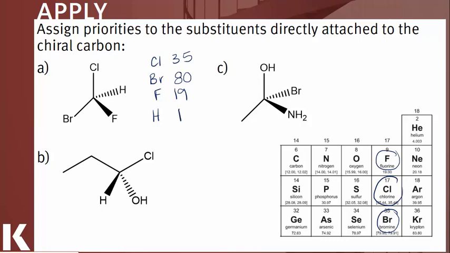Now we just have to number these in order of biggest to smallest. So bromine is the largest, followed by chlorine, fluorine would be 3rd, and hydrogen would be 4th. All right, let's look at part B.